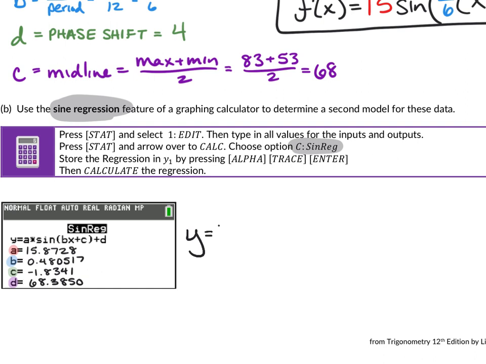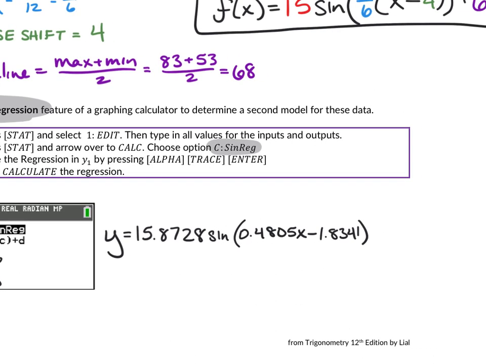So again, this function would end up being 15.8728 sine of, open parentheses, 0.4805x minus 1.8341, close parentheses, scooting over a little bit, and all of that plus 68.3850. Obviously, pay attention to your rounding, as the textbook will tell you if it needs you to round.